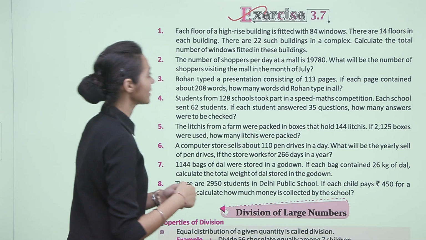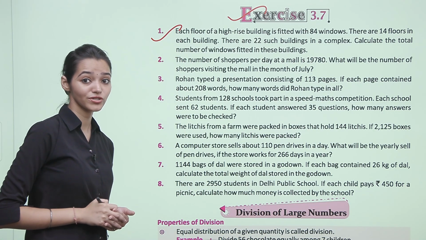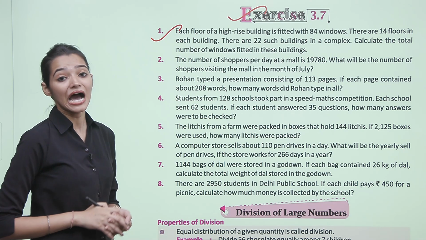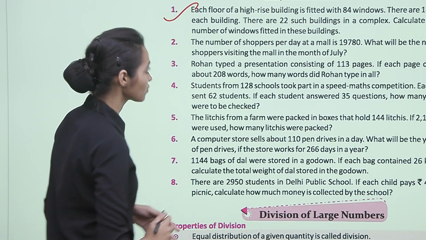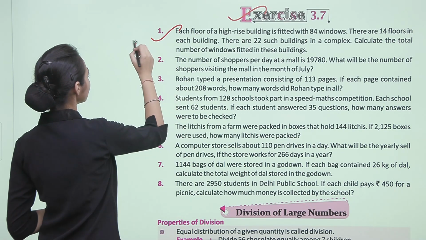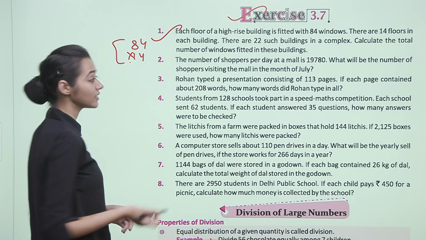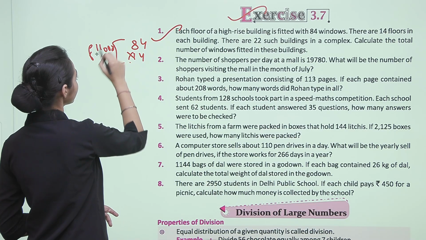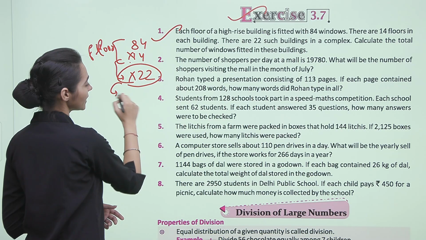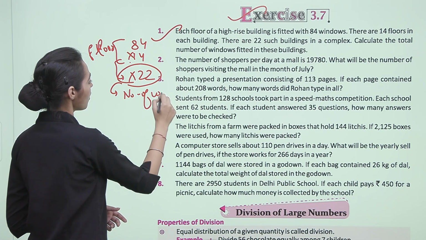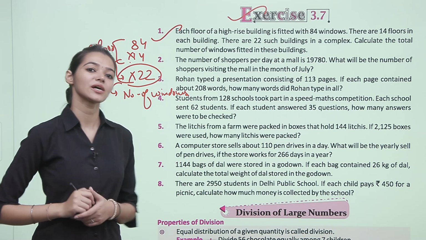Now let's look at exercise 3.7. In the first part we are told that each floor of a high-rise building is fitted with 84 windows. There are 14 floors in each building and there are 22 such buildings in a complex. Calculate the total number of windows fitted in each building. Firstly we have to multiply 84 by 14, then we get how many windows are there in a building. After that we will multiply it by 22 and we will get the total number of windows in the buildings. That's how we can complete the remaining part.